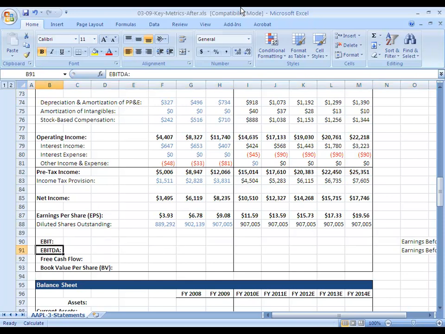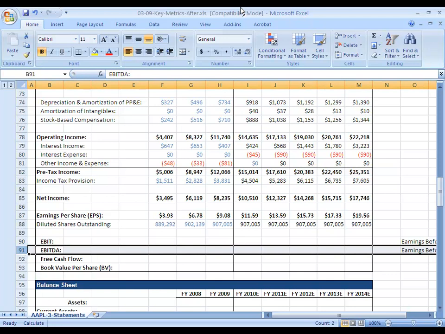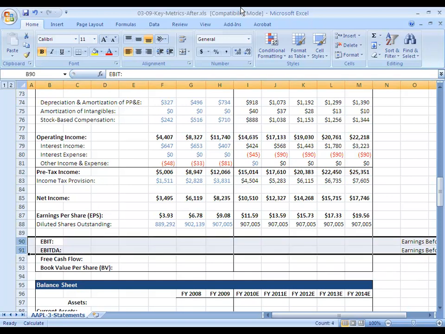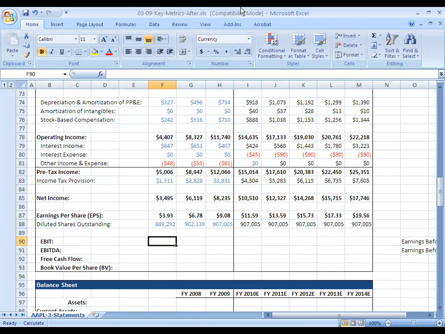EBITDA, by contrast, is more commonly used for, say, technology companies, like Apple right here, or any other type of company where depreciation and amortization are not huge expenses relative to their revenue. They're used more commonly where the companies create intangible products or services rather than physical products with factories. So now that I've explained those two metrics, I'm just going to go in and calculate them so you can see exactly what we're going to do.